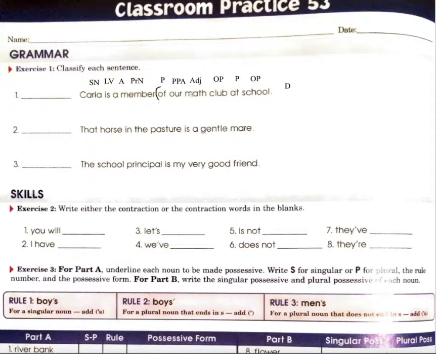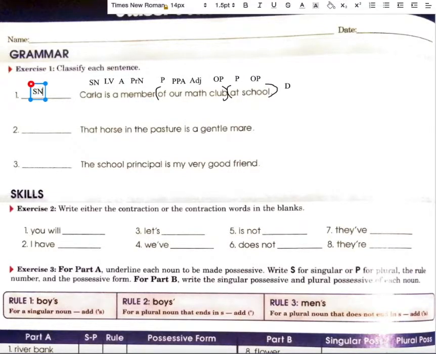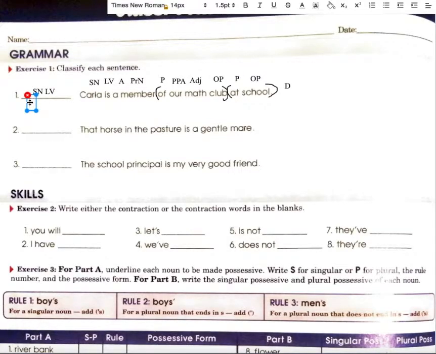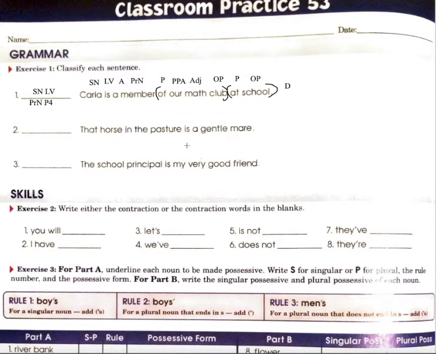Put parentheses around your prepositional phrases. We have a linking verb and a predicate noun. So this is subject noun, linking verb, predicate noun, pattern 4. Divide your complete subject from your complete predicate. Find the verb. The verb is, so divide right here.